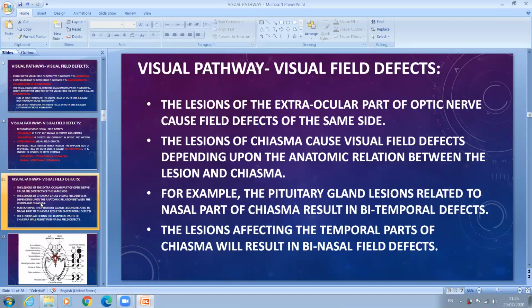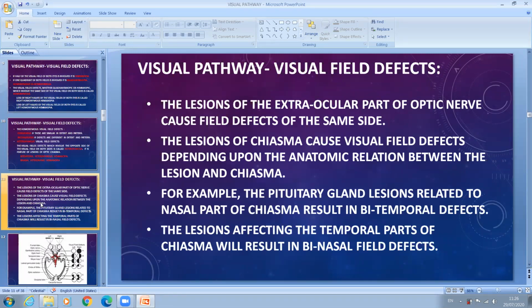So all these diseases which affect the different parts of the visual field affect different areas of the brain. Not only that, the visual field defects will help you to localize where the lesions are situated in the CNS. And in addition to the visual field defects, the symptoms and signs of that part of the brain will also tell you where the disease is.